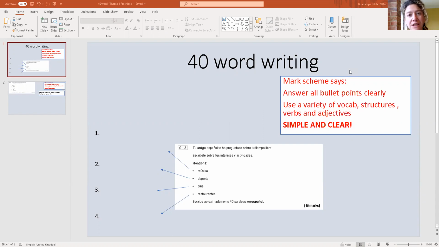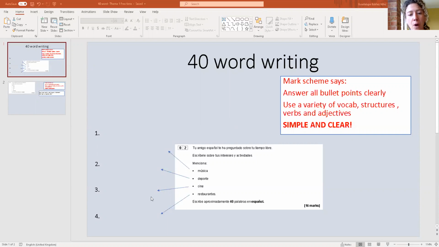This is question 2 after the photo card, and as you know, the 40-word writing is very different to the 90-word writing, in the sense that you don't need the tenses and you don't need as many details, and of course you don't need the length as in the 90-word writing.